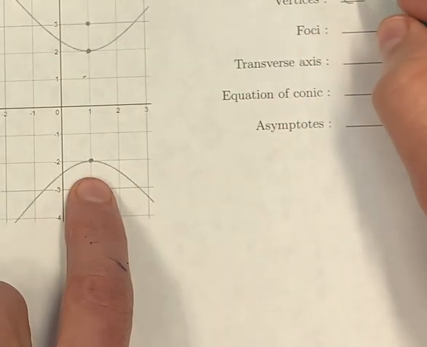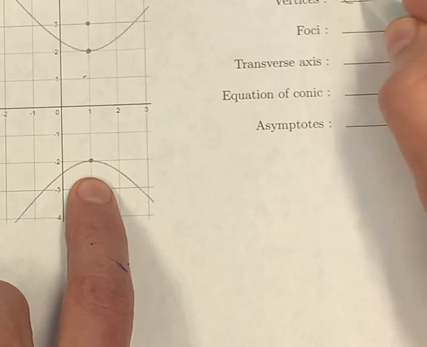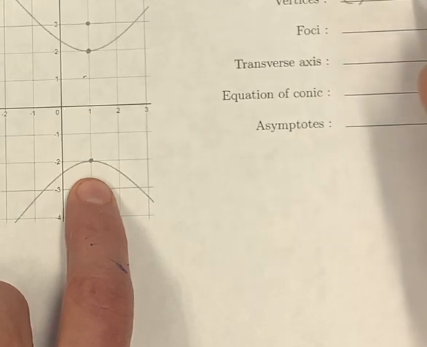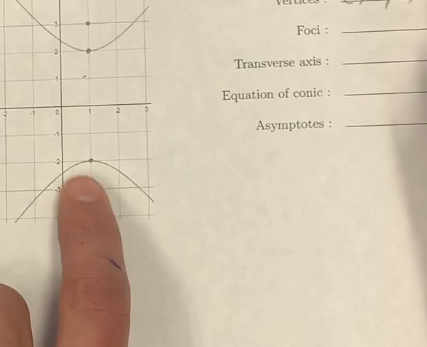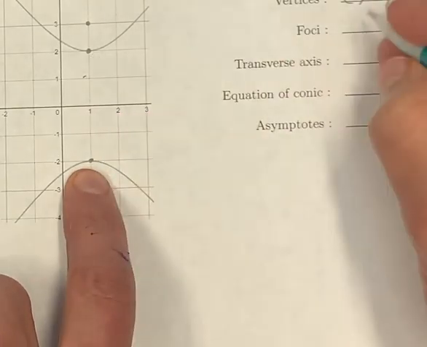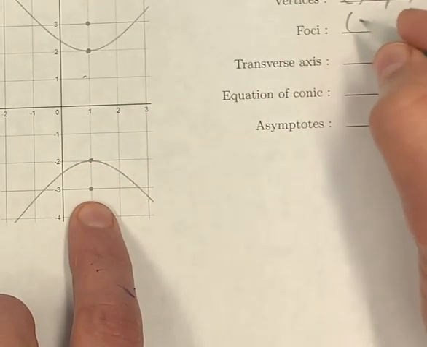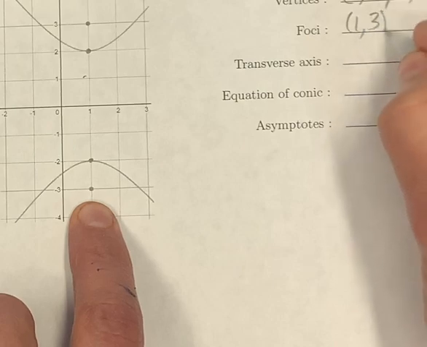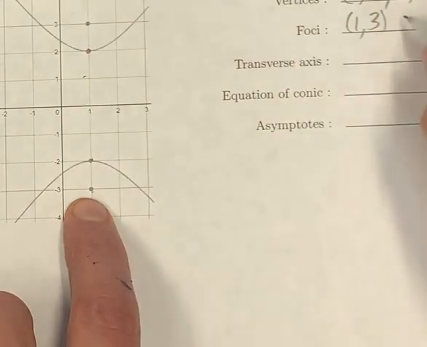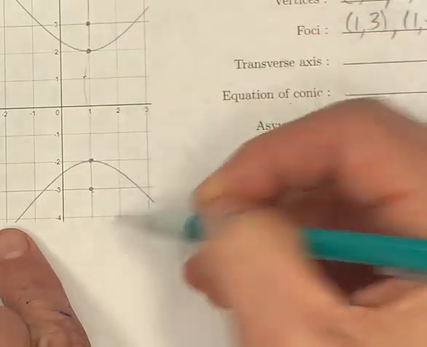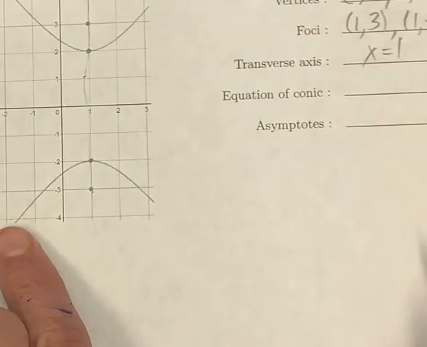So I'm just going to write 1, 2, 1, negative 2, right? It's perfectly acceptable to write them, and they're just listed there. What are the foci? 1, 3, that's that point. 1, negative 3, right? What's the transverse axis? Well, it's pretty clearly the line x equals 1.